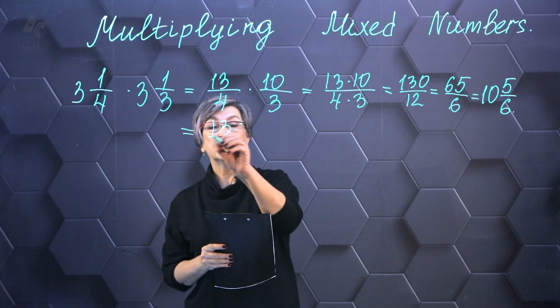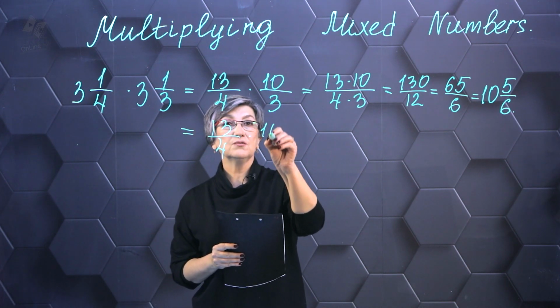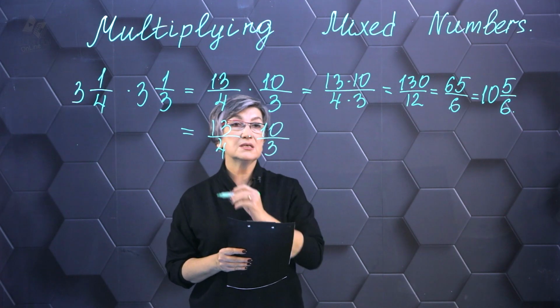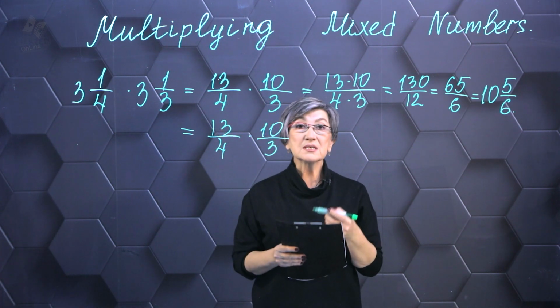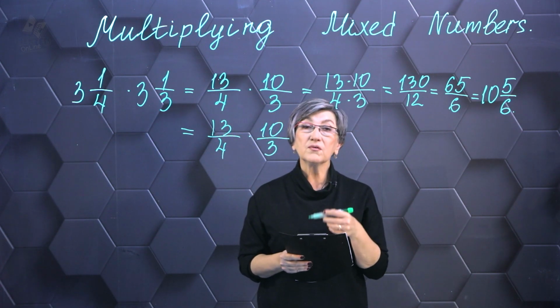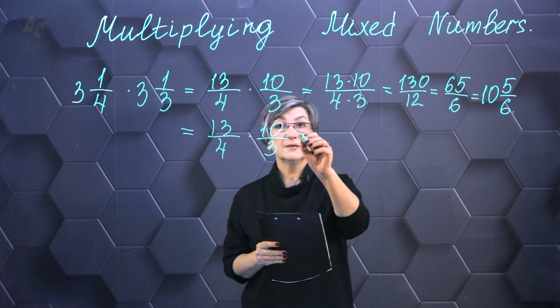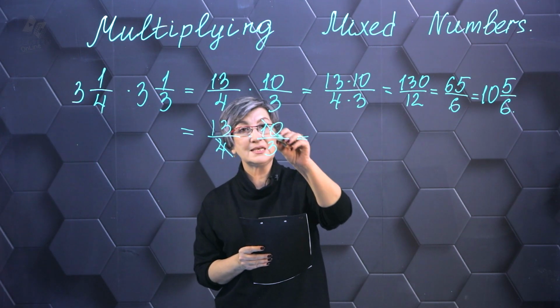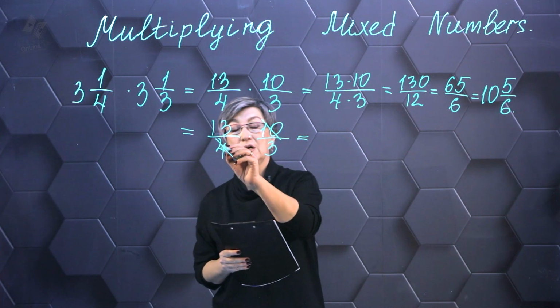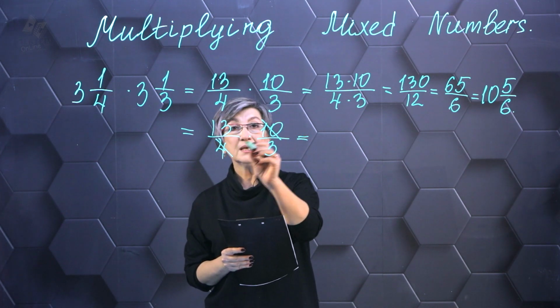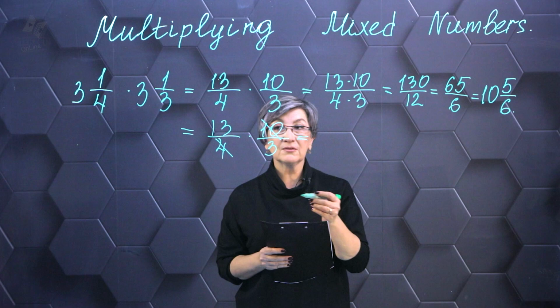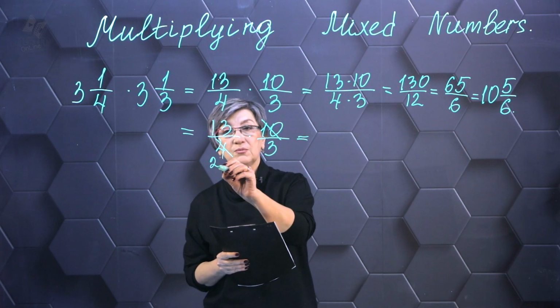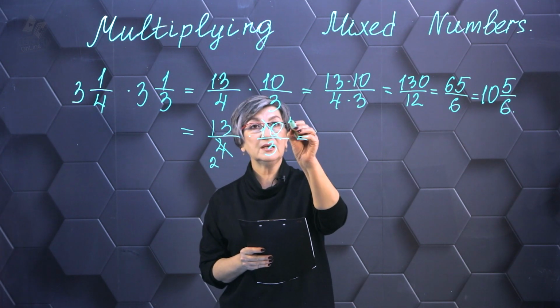So I've got 13/4, which I have to multiply by 10/3. Maybe reduce it down right away. And I advise you to immediately reduce these fractional numbers right away. So 4 and 10 I'm reducing. 4 divided by 2 and 10 also divided by 2. 4 divided by 2 is 2 and 10 divided by 2 is 5.